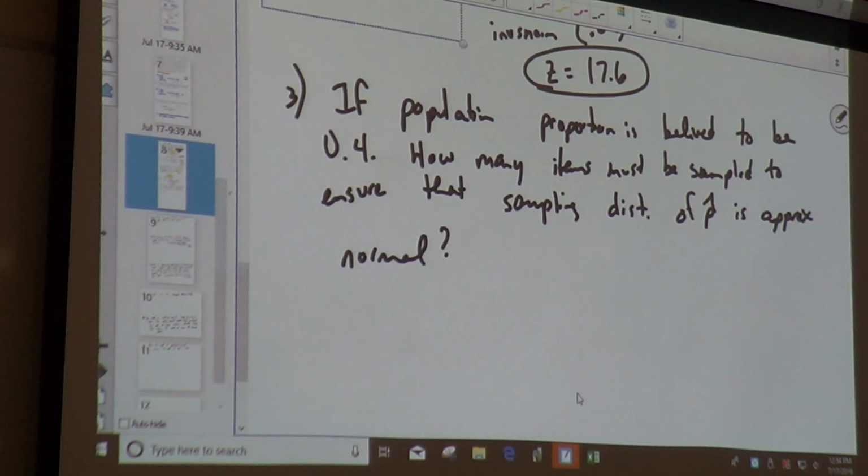If the population proportion is believed to be 0.4, how many items must be sampled to ensure that the sampling distribution of p hat is approximately normal?